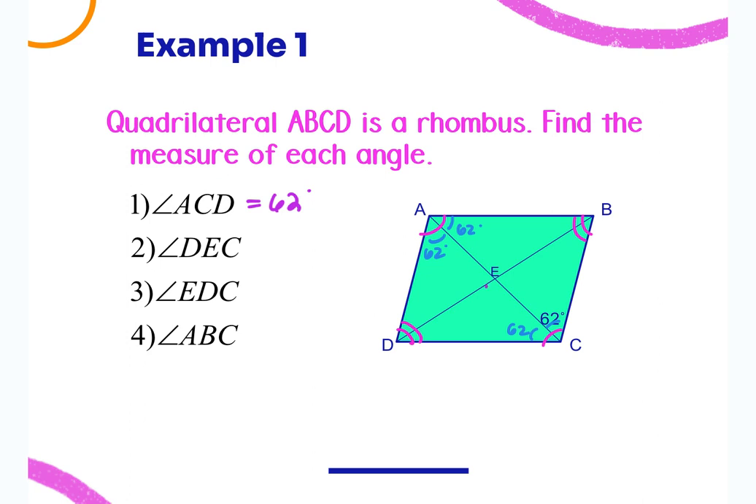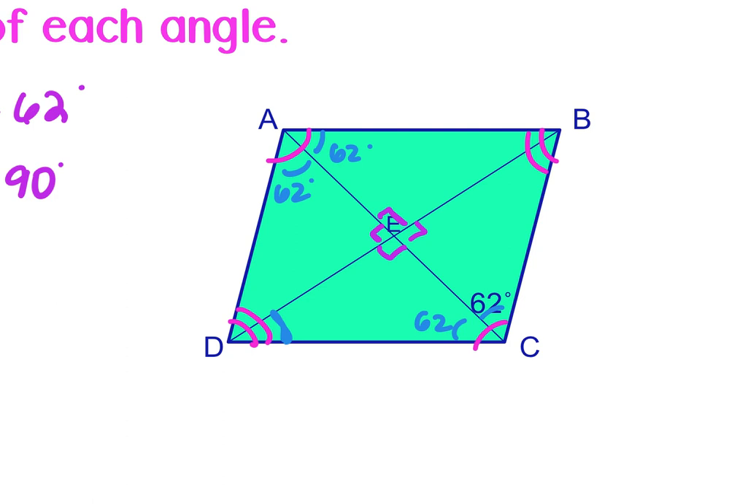DEC is the central angle here, or where the 2 diagonals meet, and we know because it's a rhombus that those are perpendicular. So that's going to be 90 degrees. All of these would be 90 degrees. EDC is this angle in here. So there's a couple different ways to figure this one out. One is these have to be supplementary, so I can add the 60 to the 62 to get the 124 here. Subtract it from 180, which would be 56, divide it into 2, and you'd get these 2 angles.